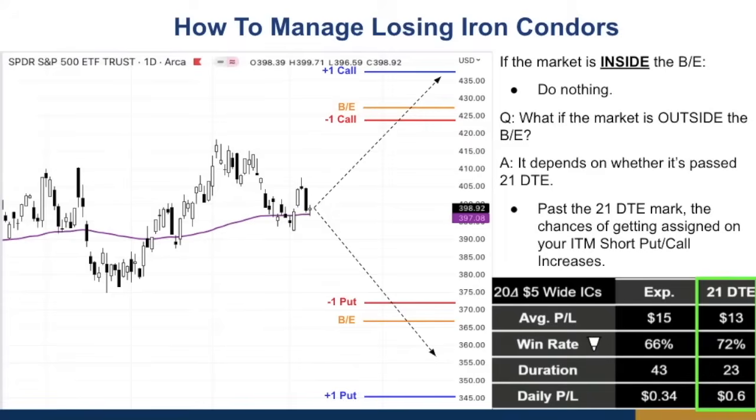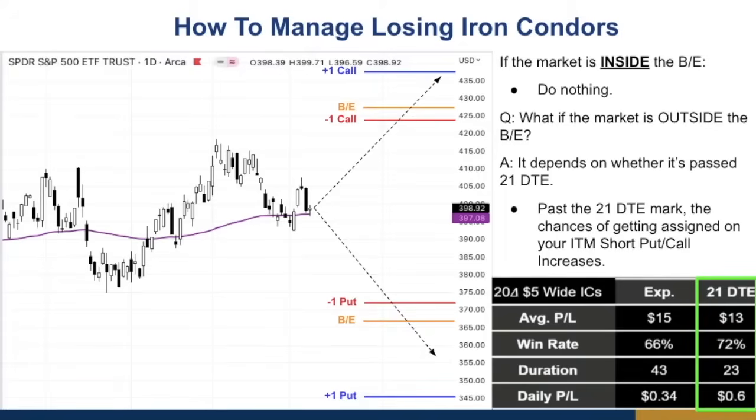So for the Iron Condor, in this case a 20 Delta $5 wide Iron Condor, you can see that if you hold it to expiration, your win rate is only 66%. But if you were to close it out or manage it at 21 days to expiration, then your win rate is 72%. It's much higher, right? At the same time, your daily P&L is higher as well. You can see this is 60 cents compared to 34 cents. So there is definitely much more benefit when you manage it at 21 days to expiration, and this is generally the rule of thumb, which is what we want to do when you are selling options, when you're selling premium. 21 days to expiration is the point where you want to start to do something.